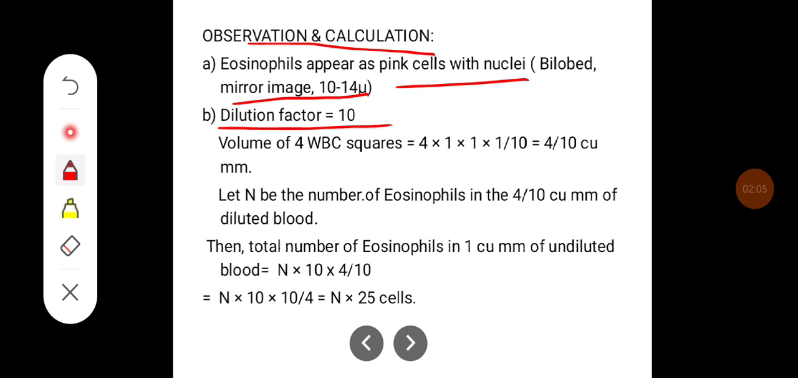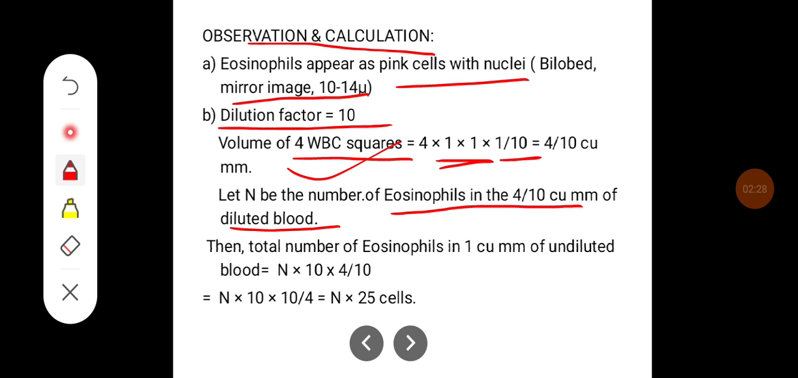The volume of 4 WBC squares is 4 into 1 into 1 by 10. So 1 into 1 is length and breadth of WBC counting square, and 1 by 10 is depth. So 4 by 10 cubic millimeter is the volume of 4 WBC squares. Let N be the number of eosinophils in 4 by 10 cubic mm of diluted blood.